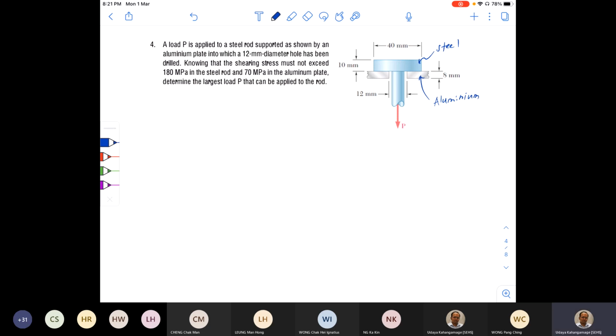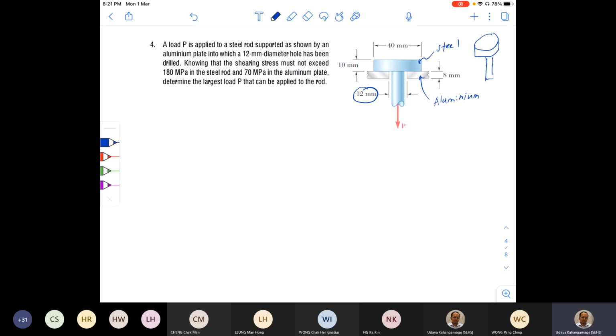And there's a hole in the aluminium plate. That hole size is 12 millimeters, given here. Into that, they have put a steel rod, like a bolt with a head. I hope that you can visualize it. It's a bolt like this with a pin like this, and it has been put in through the hole in the plate. Then the load P is applied.